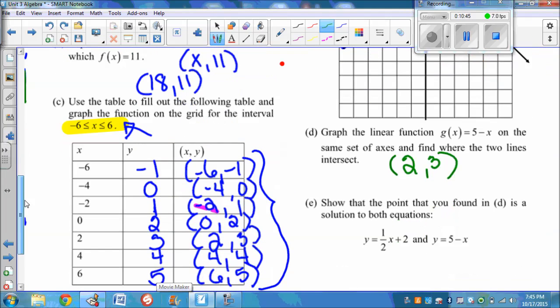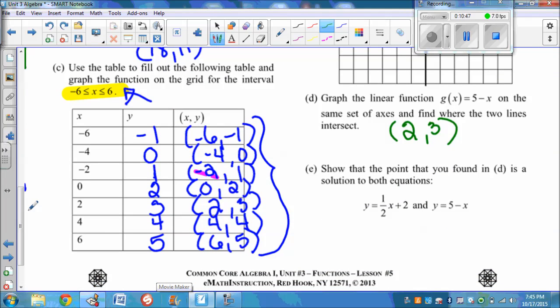Right? So now it says, show that the point that you found in D is a solution to both equations. Okay, so let's show that algebraically. So essentially we're doing a check.